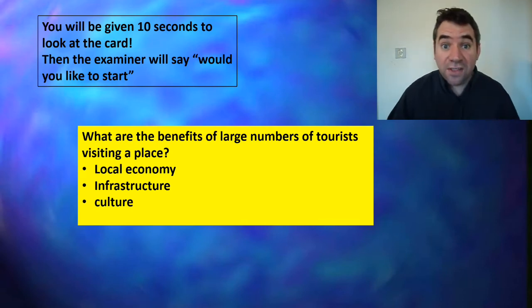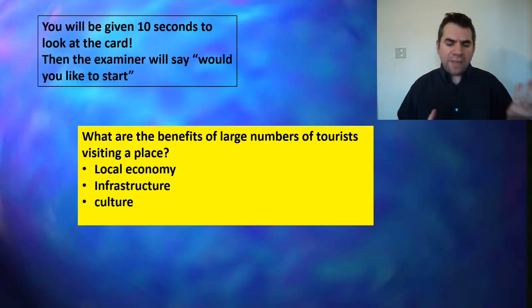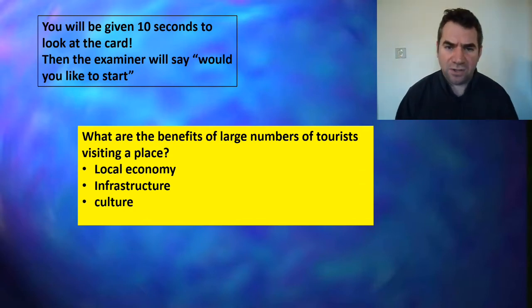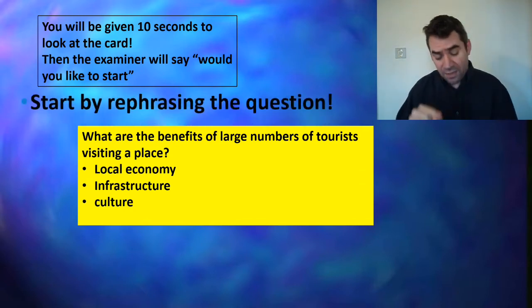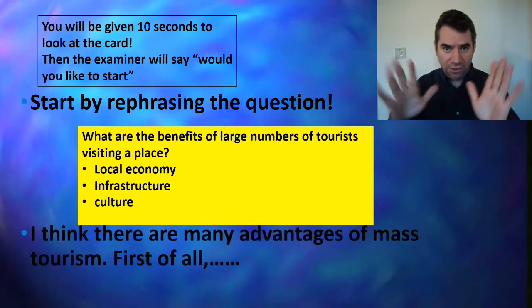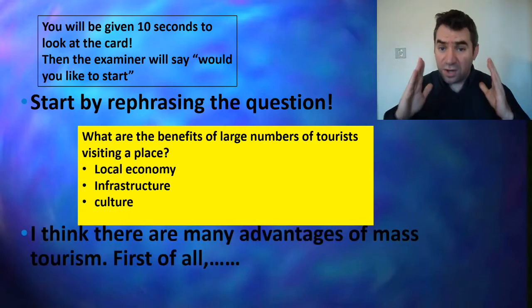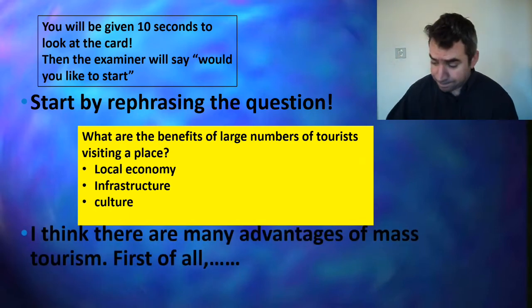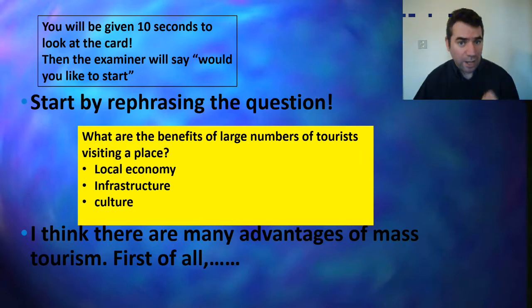So, the first thing that you do, you start by rephrasing that question. I think there are many advantages of mass tourism. First of all, there's the fact that, and you're off. And you've just got to talk for 2 minutes. So what else can you do to help you with this part of the exam?